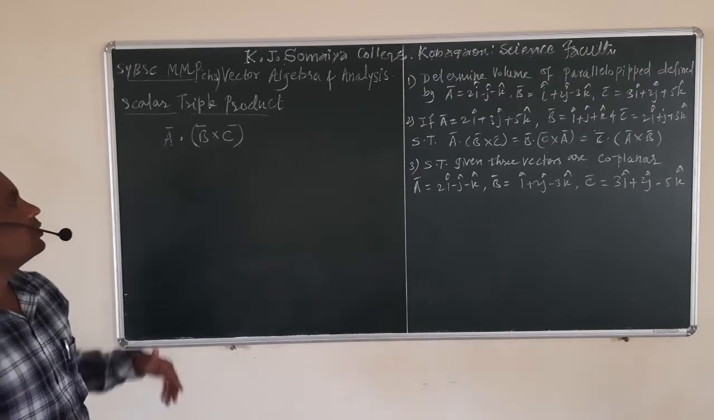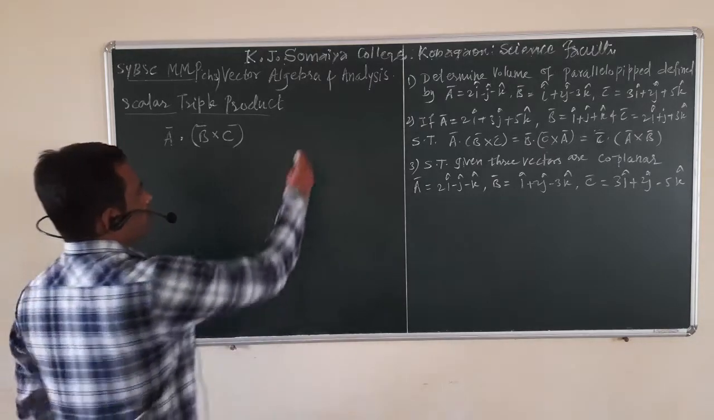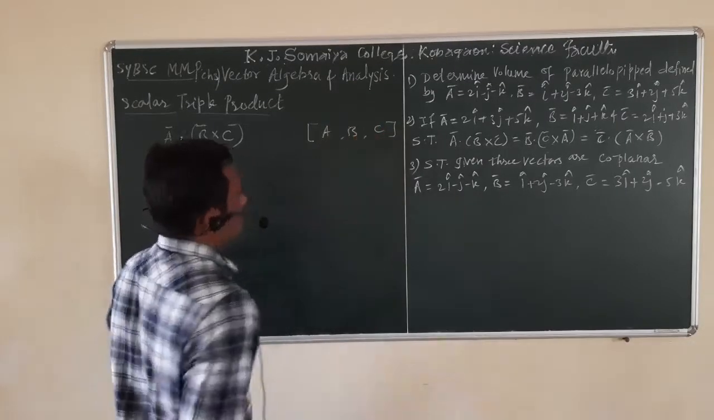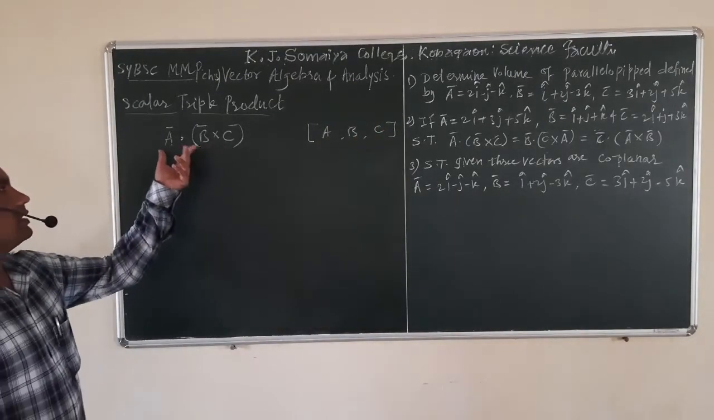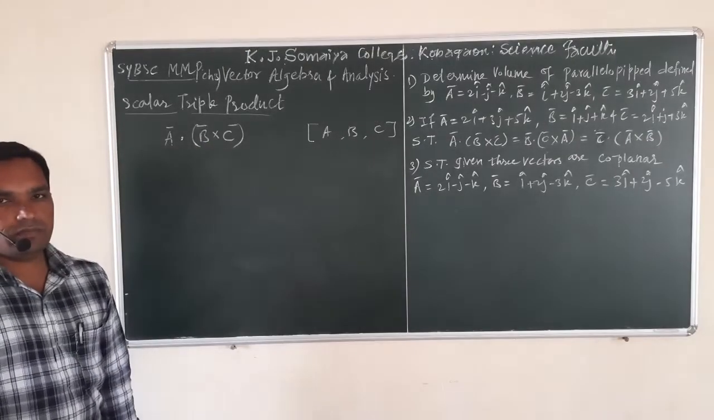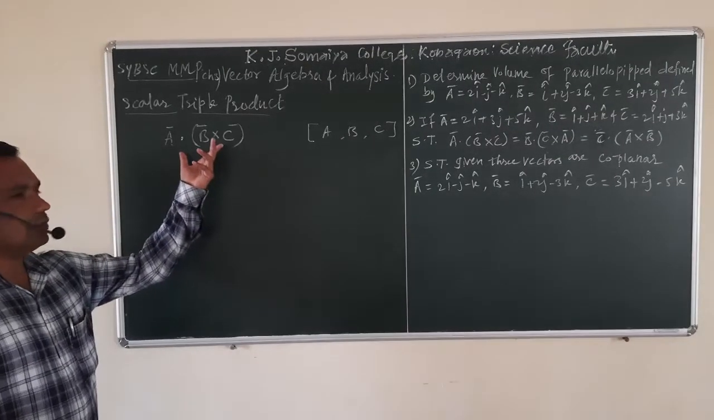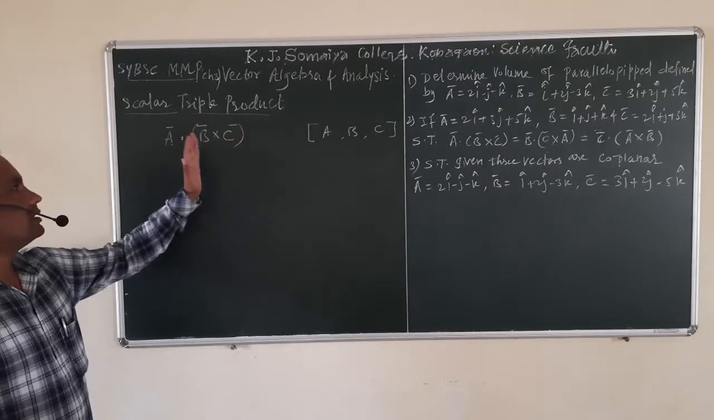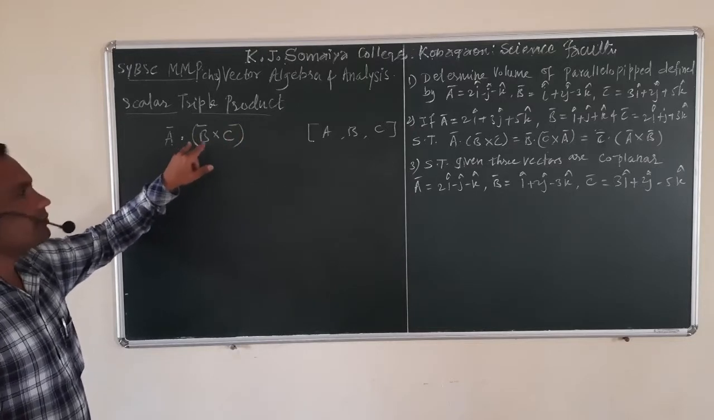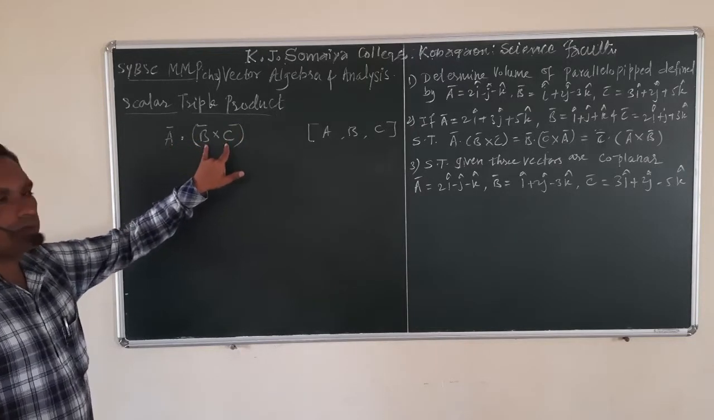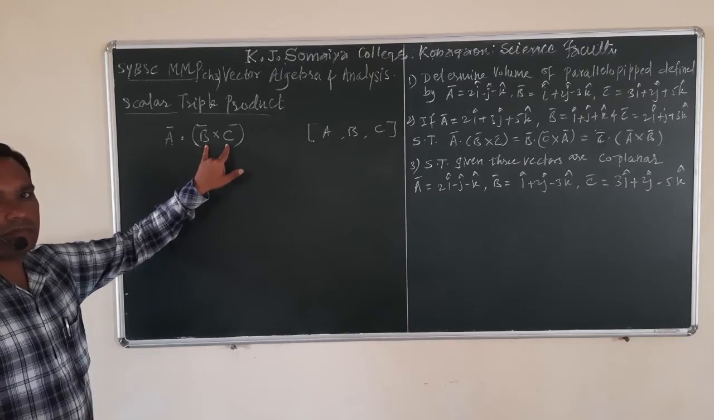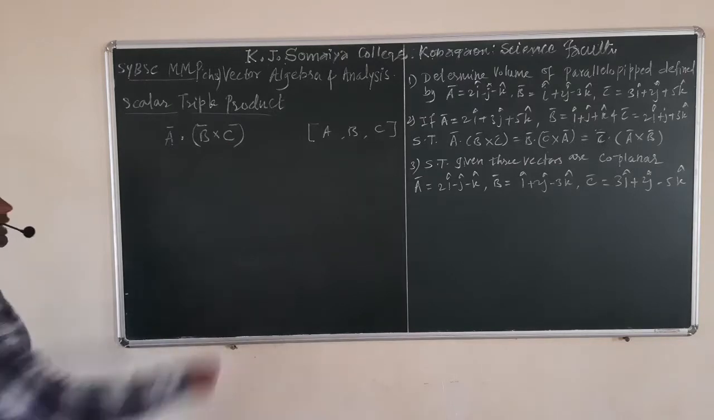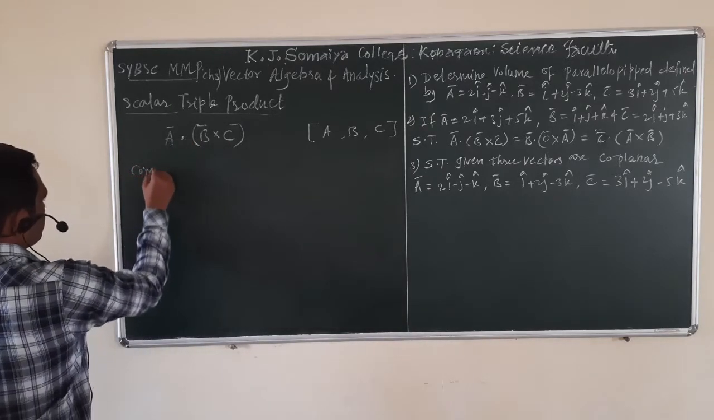Okay. So scalar triple product also can be represented as square bracket of A, B, C. So this is nothing but same as A dot B cross C. Okay. So you must have understood definition of scalar triple product. It is dot product of first vector with cross product of remaining two vectors. Okay, so now let us write scalar triple product in terms of components.